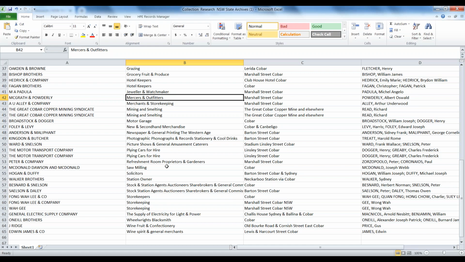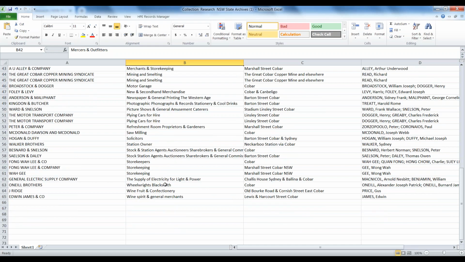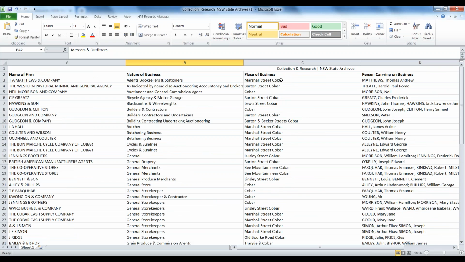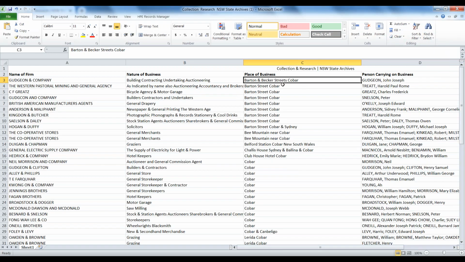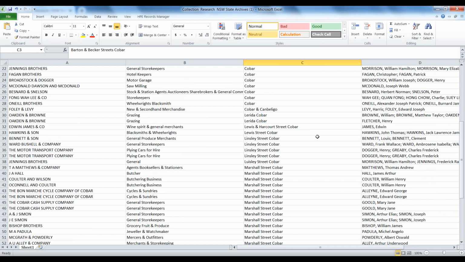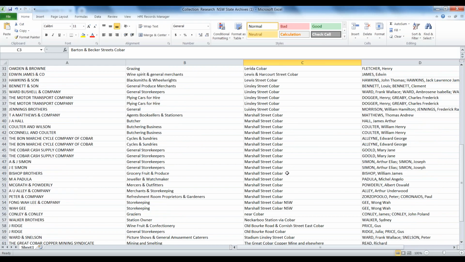You can hire a car. There are refreshment rooms, wheelwrights and blacksmiths, and also at least 2 wine merchants. So quite a sophisticated town. You can sort by the place of business. So clearly Barton Street is one of the streets that has a lot of businesses in it, as is Lindsley, but I think Marshall looks like it's probably the main town, the main street in Cobar.